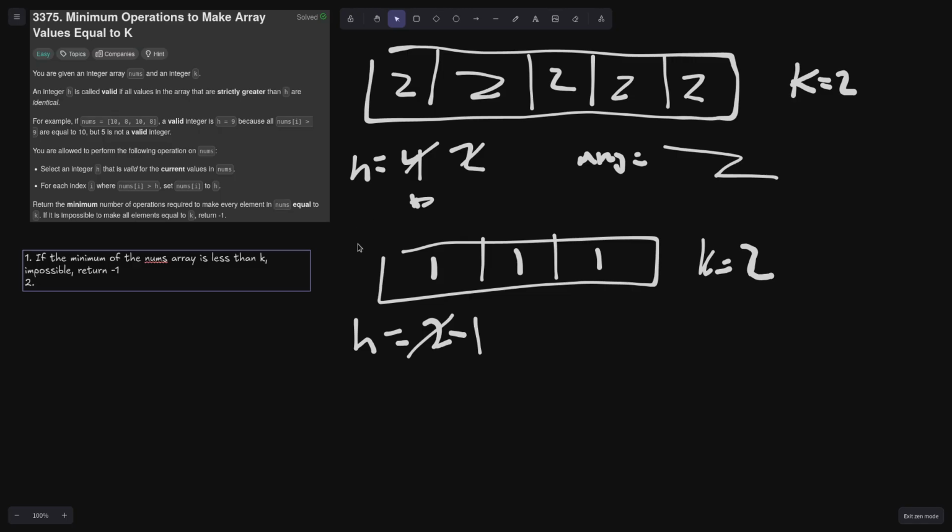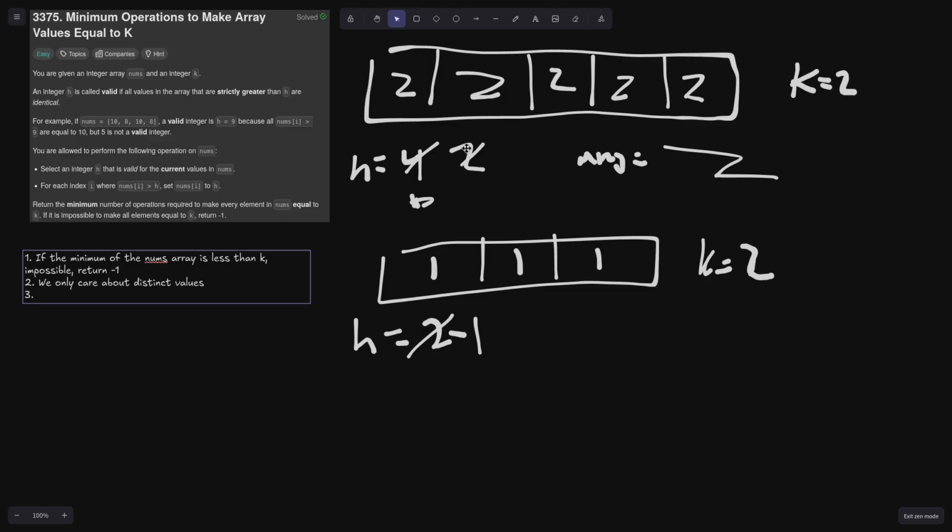Our next observation is that we really only care about distinct integers in this situation. So we don't care really if we have a million 10s and a 1, or one 10 and a 1. The next h that we're going to select is going to be 1. So we only care about distinct values.